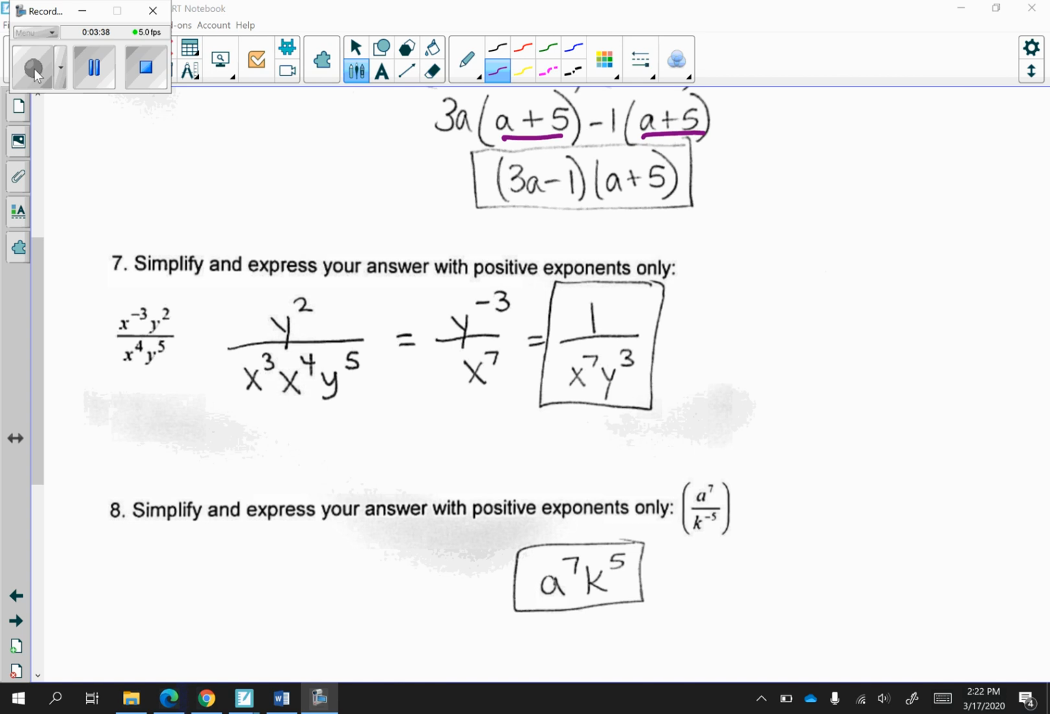For number 8, it's the same idea. Simplify and express your answer with positive exponents only. A to the 7th divided by k to the negative 5th. If there is a negative in the denominator, you bring it to the top, it becomes positive. A to the 7th, k to the 5th.